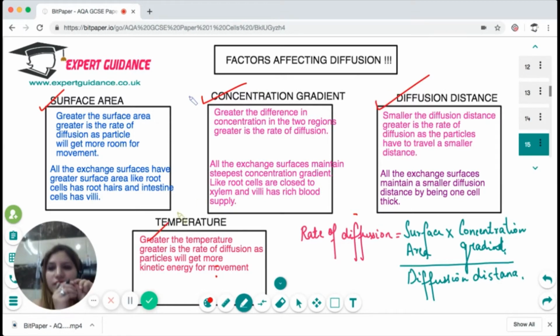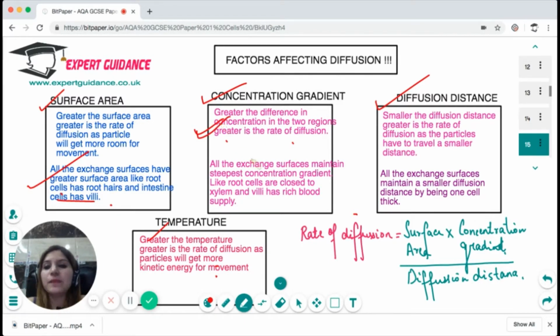The greater the surface area, the greater the rate of diffusion of the particles, because if the surface area is more, the particles will get more room for movement. So all the exchange surfaces have a greater surface area, like the root cells have root hairs and the intestine has villi. The greater the concentration gradient in the two regions, the greater the rate of diffusion. So all the exchange surfaces maintain the steepest concentration gradient. How? The root cells are close to the xylem, and villi have a rich blood supply that maintains the concentration gradient.